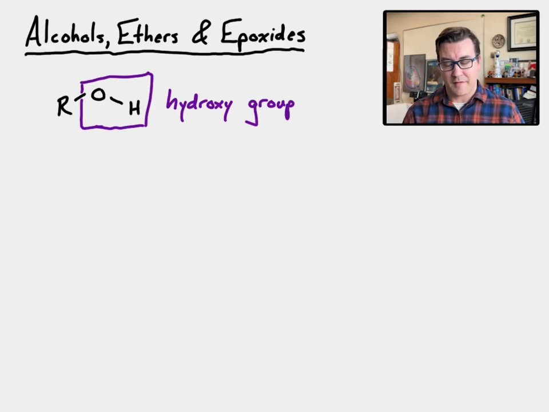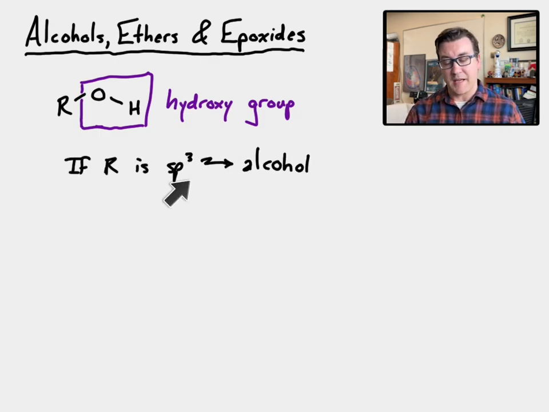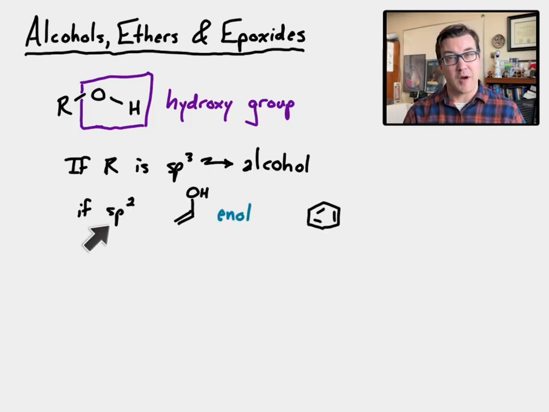If you have an R group bound to a hydroxyl group, which is the name of the functional group, you have an alcohol. If that R group happens to be sp3 hybridized, we refer to that hydroxyl group as an alcohol. But if that R group is sp2 hybridized, we have different names for that.